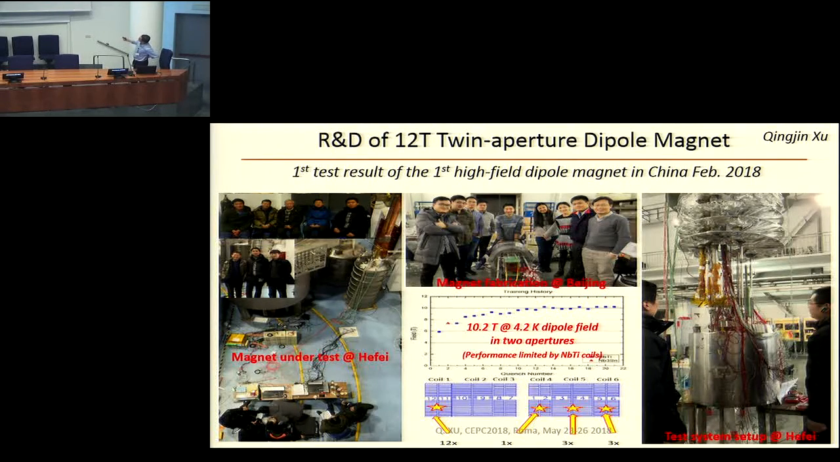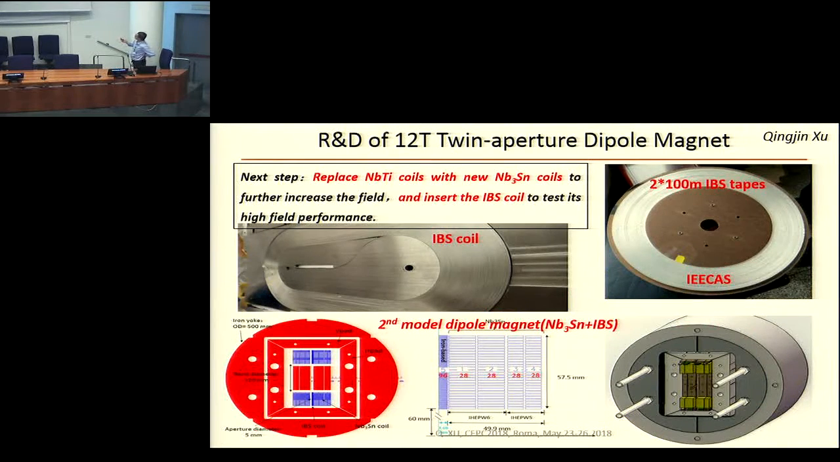So we developed a 12 Tesla twin aperture dipole magnet, and the first test result of the first high field dipole magnet in China in February this year. This is a testing result of 10.2 Tesla at 4.2 Kelvin. Next step is to replace the niobium titanium coil with the new niobium 3 tin coils, and insert the IBS coils to test the high field performances.